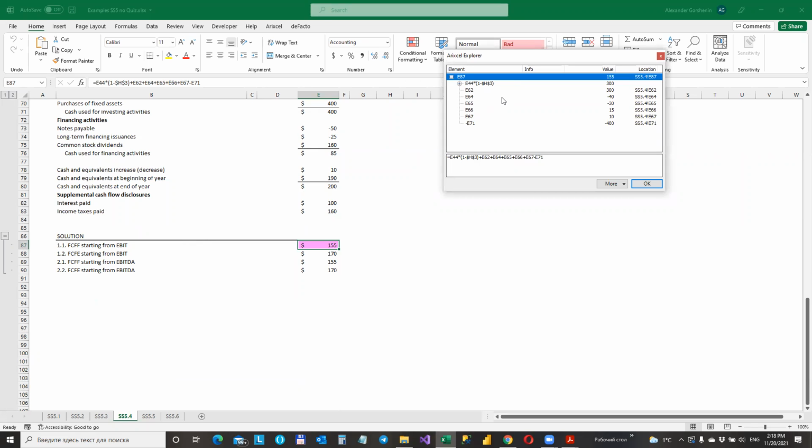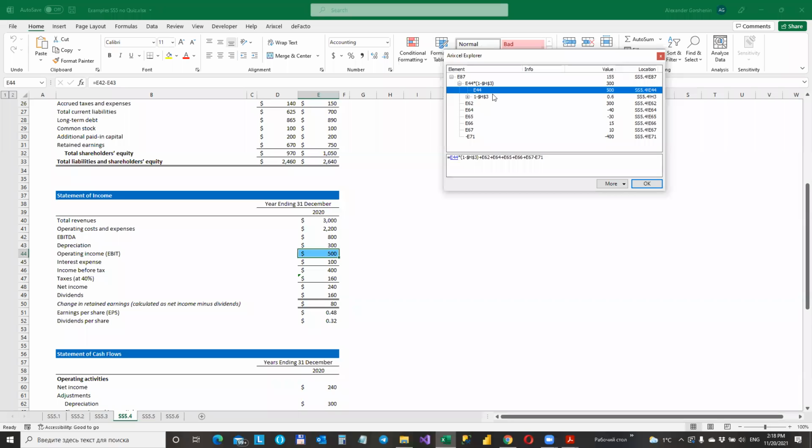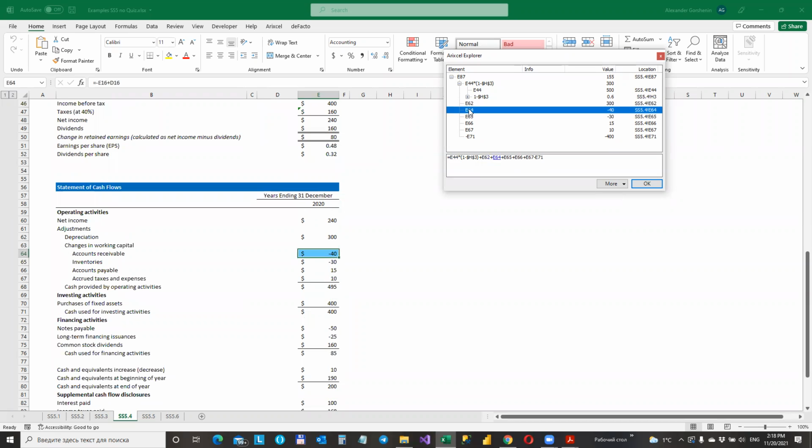So, free cash flow from EBIT: we have an EBIT multiplied by 1 minus tax rate, adding back depreciation, adding back changes in working capital, and again these investments with a negative sign.